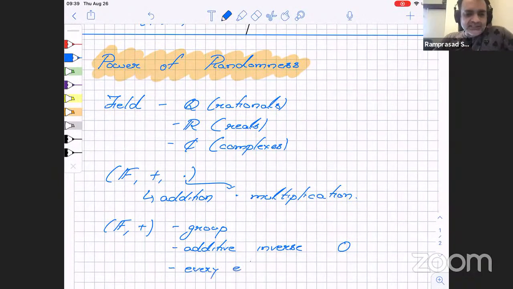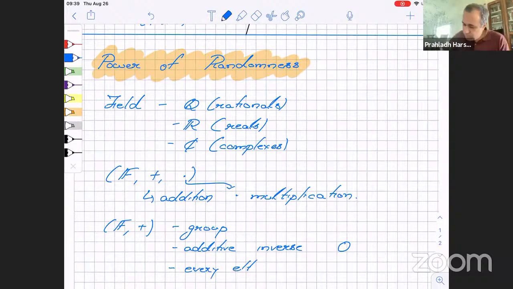Sorry, Prahladh, can you just clarify this? What do you mean by additive inverse 0? So I meant identity. Sorry, I meant additive identity. Boy, this is being recorded.